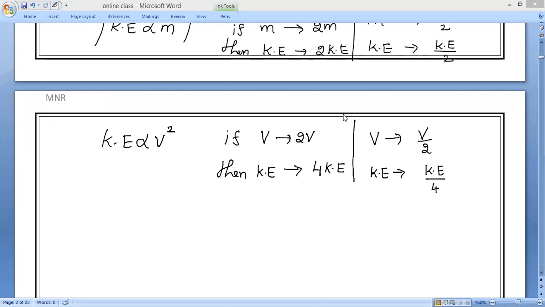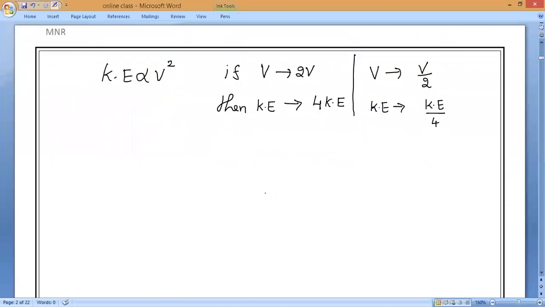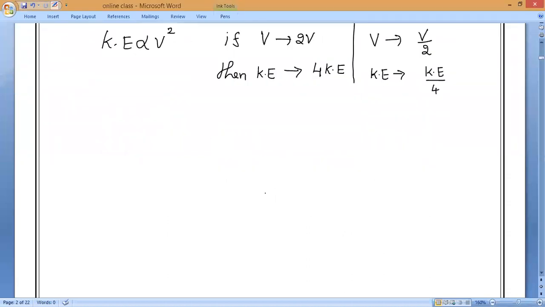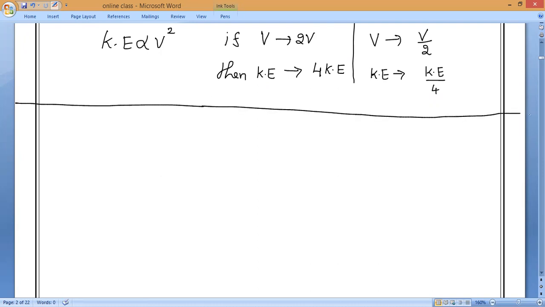Now, today's class, I'm going to tell you the most important one: the work energy theorem. This is the most important one while you are calculating numericals. Most of them don't know, but you all need to learn. It's very simple, but we'll derive it in today's class. So please, all of you keep writing.